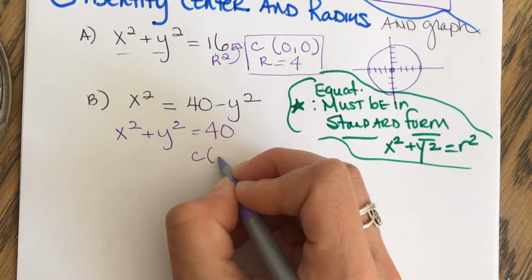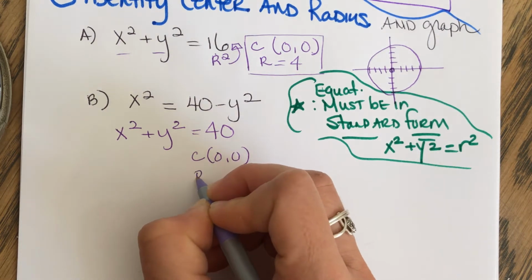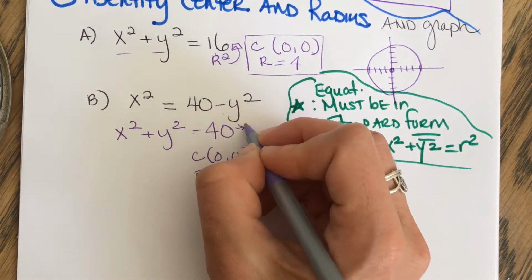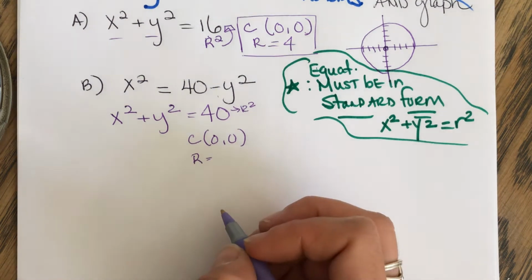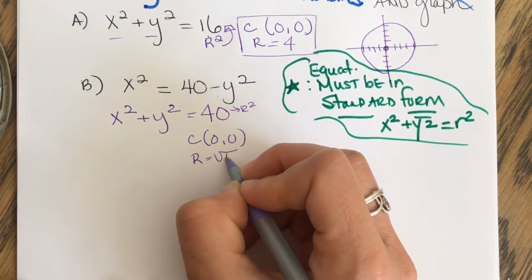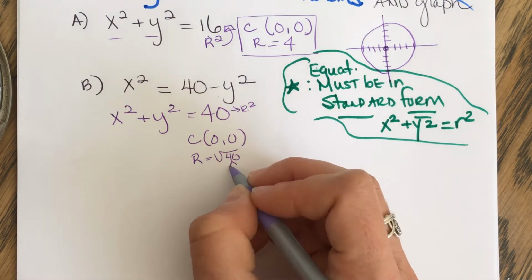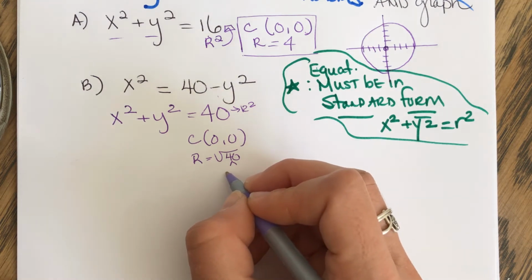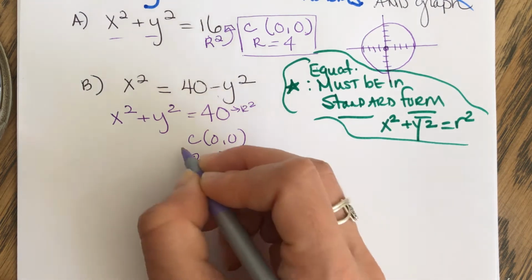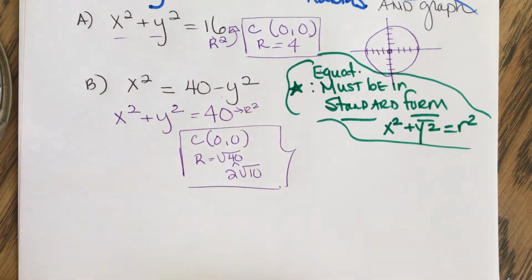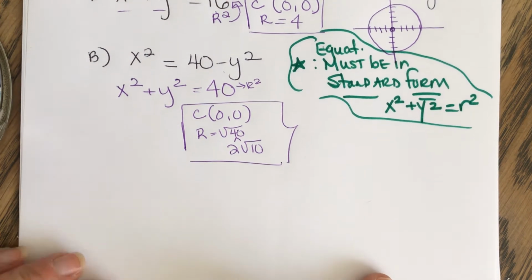Okay, center 0, 0. And your radius, well, again, this is r squared. That's what people make the mistake with. So your radius is the square root of 40. When you break that down, it's rad 4, rad 10, so 2 rad 10 is my radius. And yes, you have to simplify. Okay? All right, one more of these before we get on to the other ones.